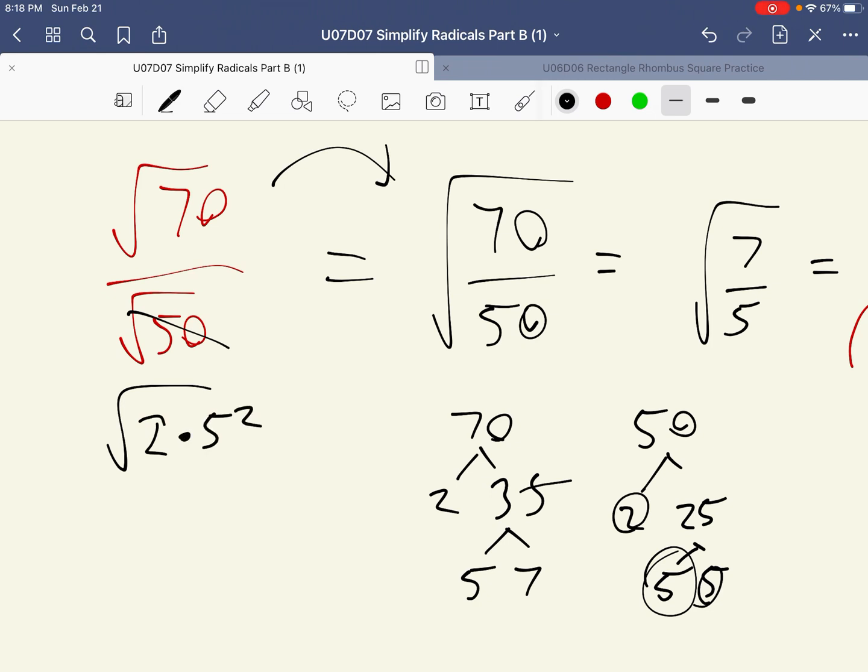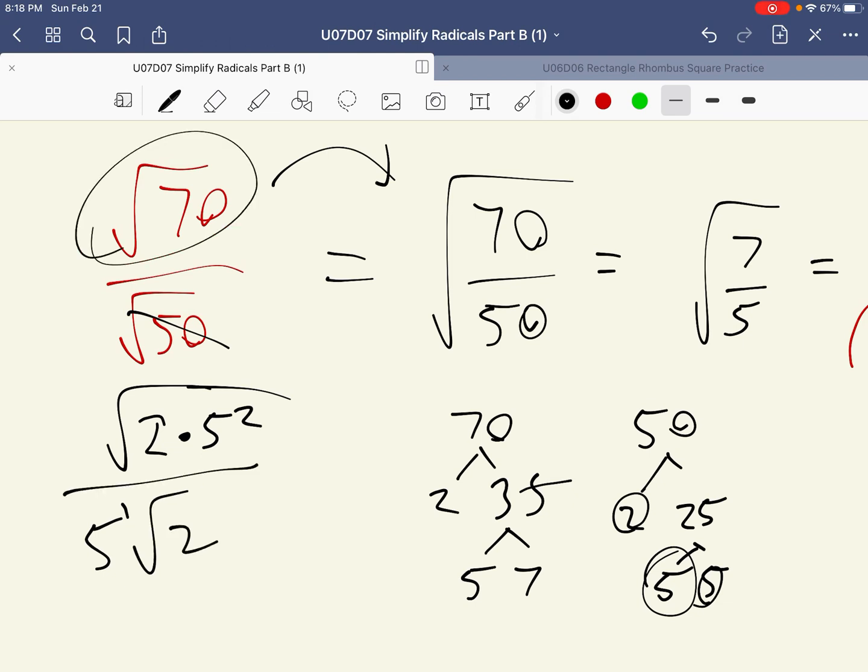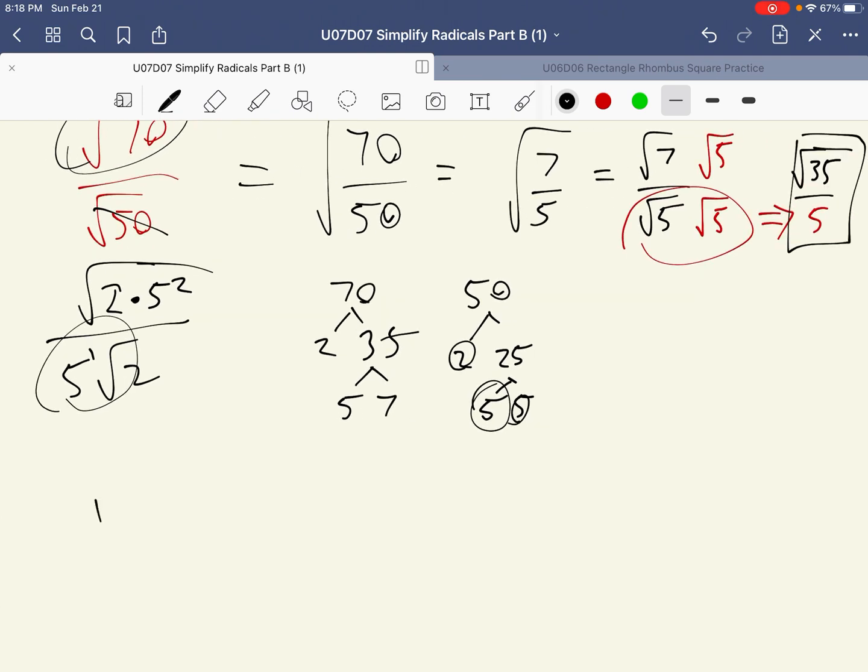So that's actually going to become 5 for the first, radical 2. So this is the denominator and this is our numerator. So let me rewrite that down here. So this is radical 70 over 5 radical 2. And we just want to simplify. We want to make the denominator rational.